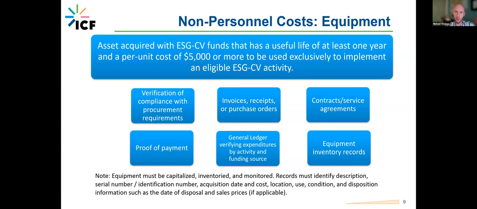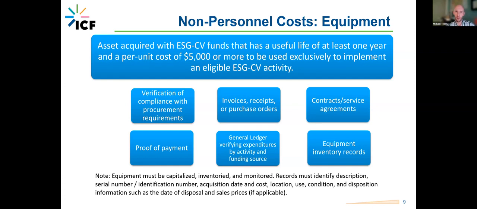So when you have equipment, documentation that you need is going to include verification of compliance with procurement requirements. You will need invoices, receipts, or purchase orders. You will need contracts or service agreements, if applicable. You need proof of payment. You need your general ledger, which verifies expenditures by activity and funding source, and equipment inventory records.